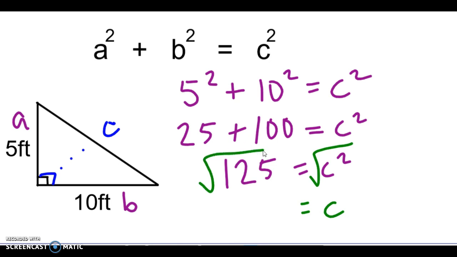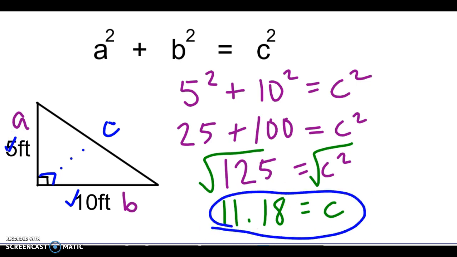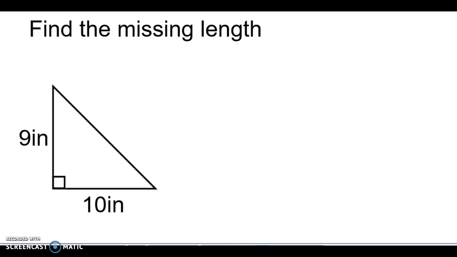Okay, using a calculator, the square root of 125 is 11.18. Again, just do a quick check. Make sure your other numbers are 10 and 5, so C is our hypotenuse. It works. Again, we are good to go. If you feel like you've got it, please practice on your own. If you need another example, I'll do a couple more, so just keep going.